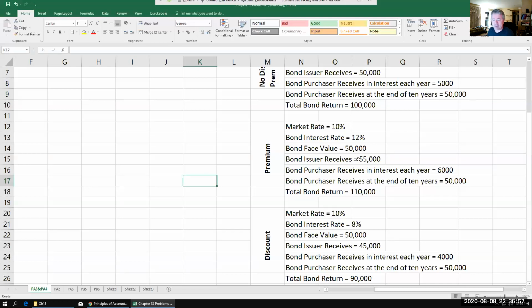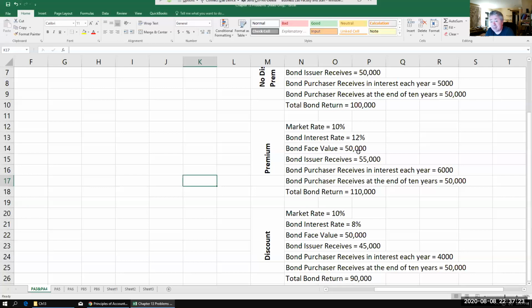But this is the example, right? In this case, we were able to find a person who purchased this at $55,000. So we got $5,000 more than we were asking for, compared to the case where we gave just market rate. Now, the downside of this for the company, of course, is they're going to have to pay more in interest over the course of the 10 years, but they're going to get a little bit more money up front, right?